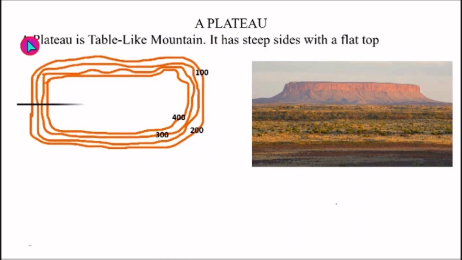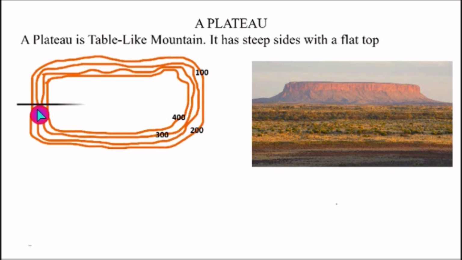A plateau. A plateau is a table-like mountain. It means that it is a mountain that looks like a table. Why does it look like a table? It looks like a table because it has steep sides with a flat top. So as you can see, this is how a plateau is represented using contour lines.